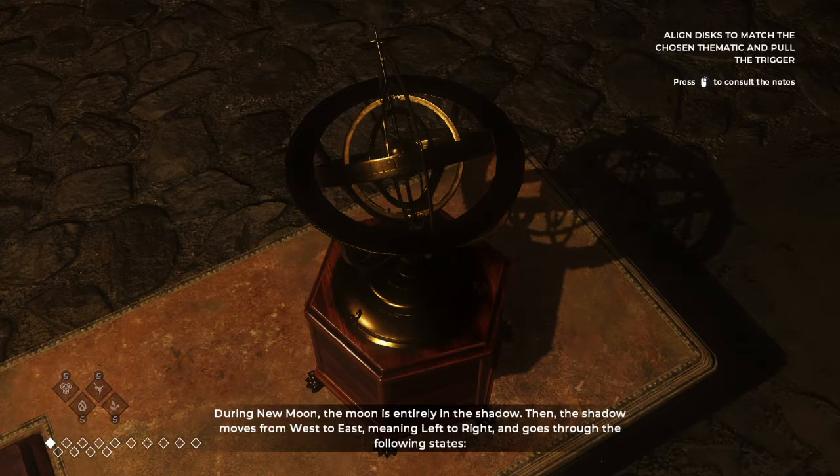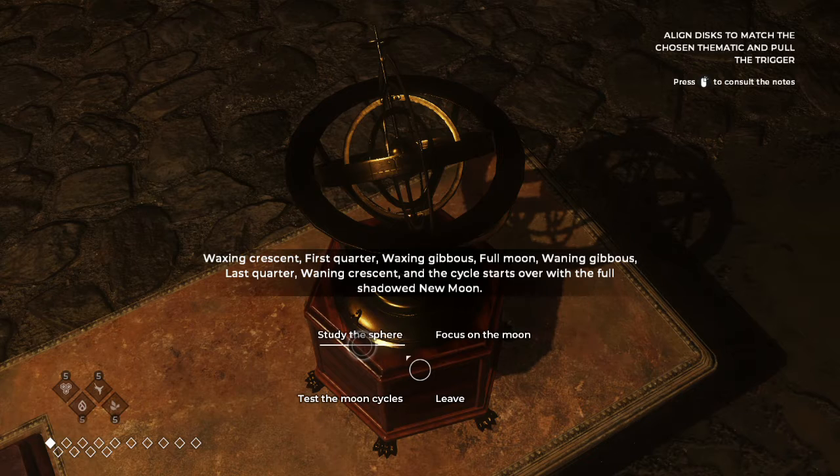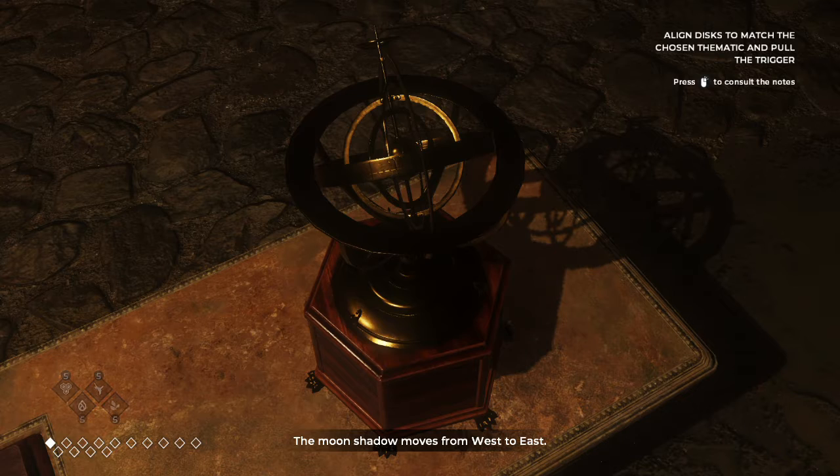During new moon, the moon is entirely in the shadow. Then the shadow moves from west to east, meaning left to right, and goes through the following states: waxing crescent, first quarter, waxing gibbous, full moon, waning gibbous, last quarter, waning crescent, and the cycle starts over with the fully shadowed new moon. I think I got that backwards in my notes. The moon shadow moves from west to east.